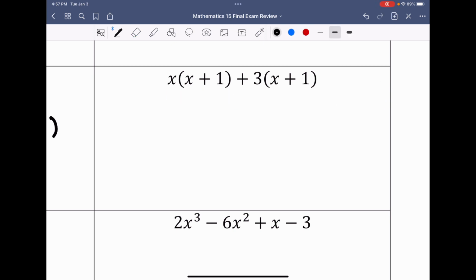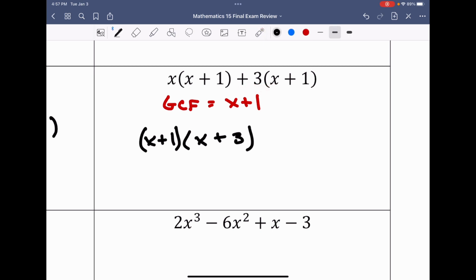So our GCF here is represented by the x plus 1, which I could formalize below. GCF is equal to x plus 1. When we remove the x plus 1 out front, what are the two things that we're left behind with? Well, the one thing we're left behind with is x. The other thing we're left behind with here is our plus 3. So there is our factored form here.